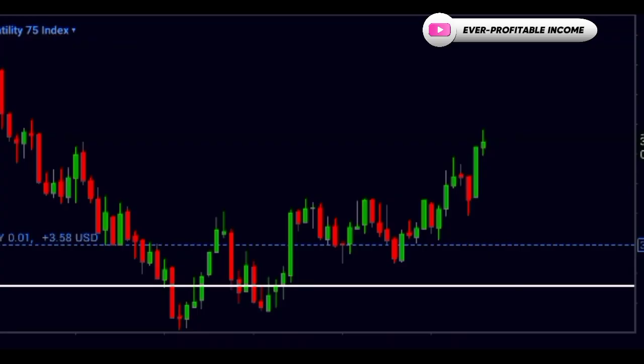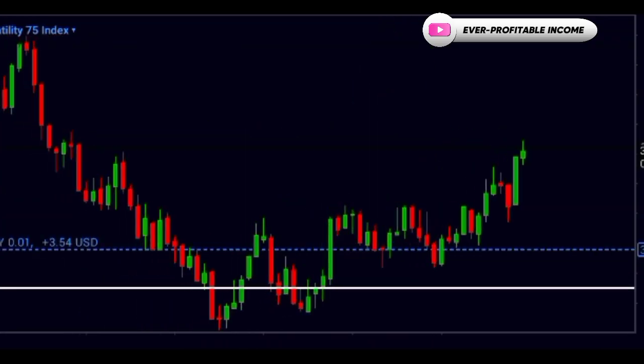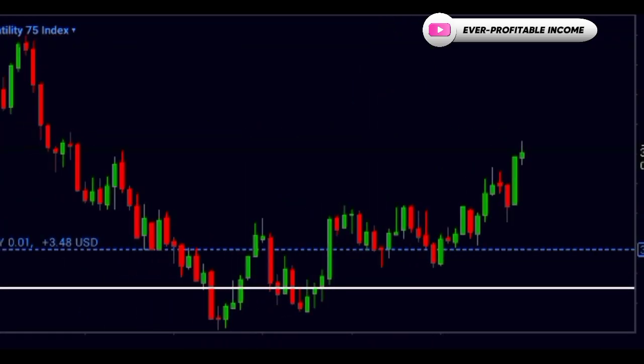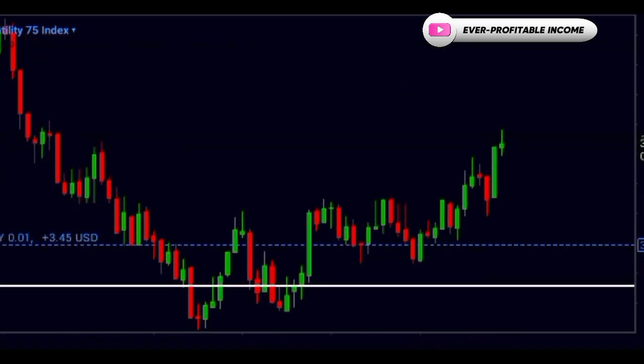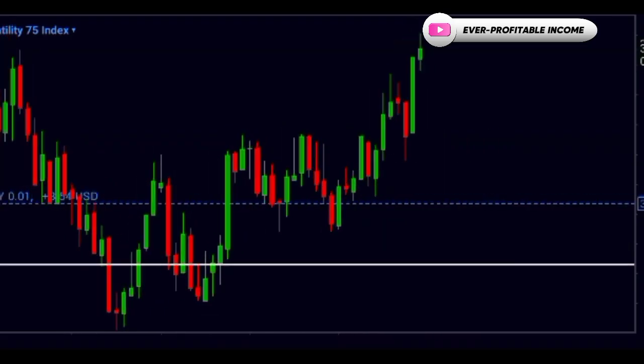So here we are. You can see how the trade finally turned out. Can you see that we are in profit? Can you see that? So this is how to use this strategy to scalp in a ranging market.